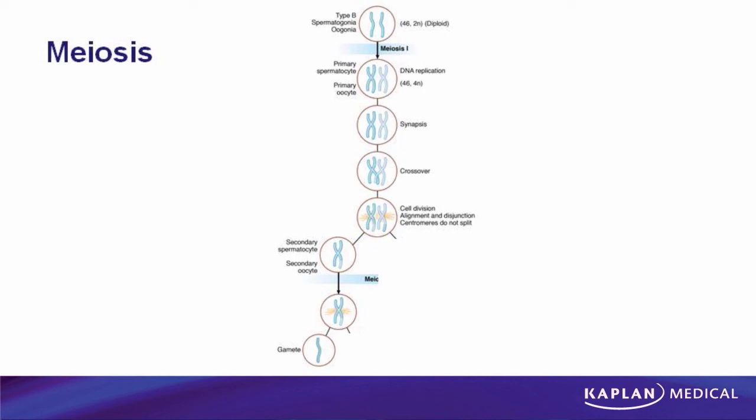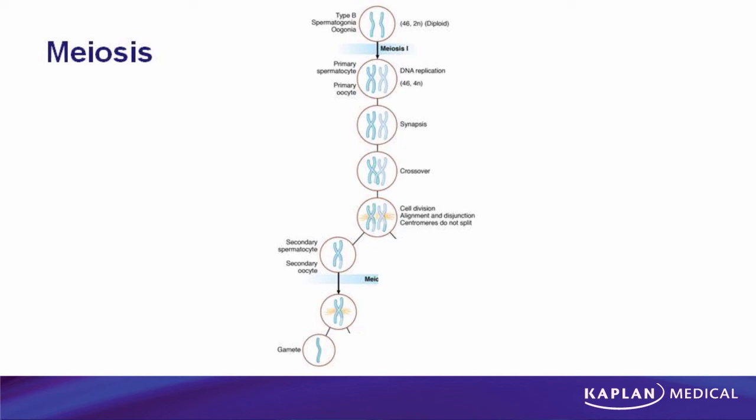Okay? So that's what happens in females. So in females, in contrast to males, out of a single primary oocyte, we end up with only one ovum. Remember, in males, out of a single primary spermatocyte, we ended up with 4 sperm.